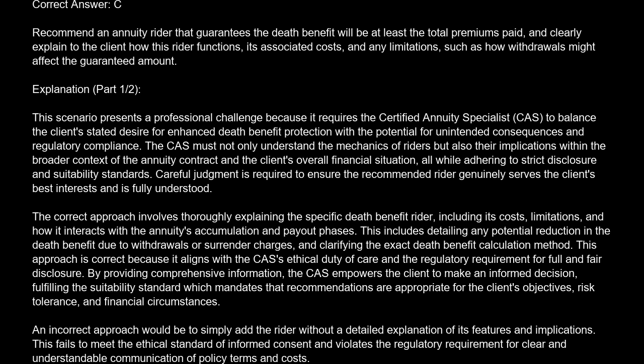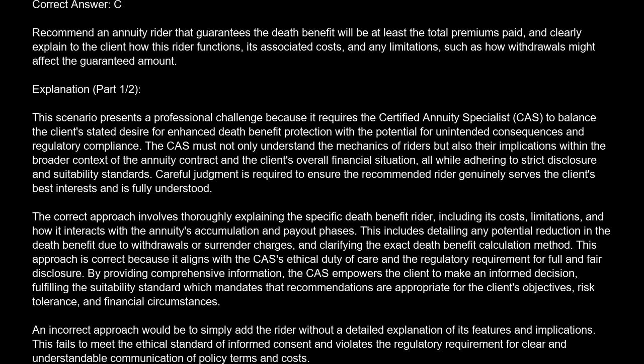The correct approach involves thoroughly explaining the specific death benefit rider, including its costs, limitations, and how it interacts with the annuity's accumulation and payout phases. This includes detailing any potential reduction in the death benefit due to withdrawals or surrender charges, and clarifying the exact death benefit calculation method. This approach is correct because it aligns with the CAS's ethical duty of care and the regulatory requirement for full and fair disclosure.